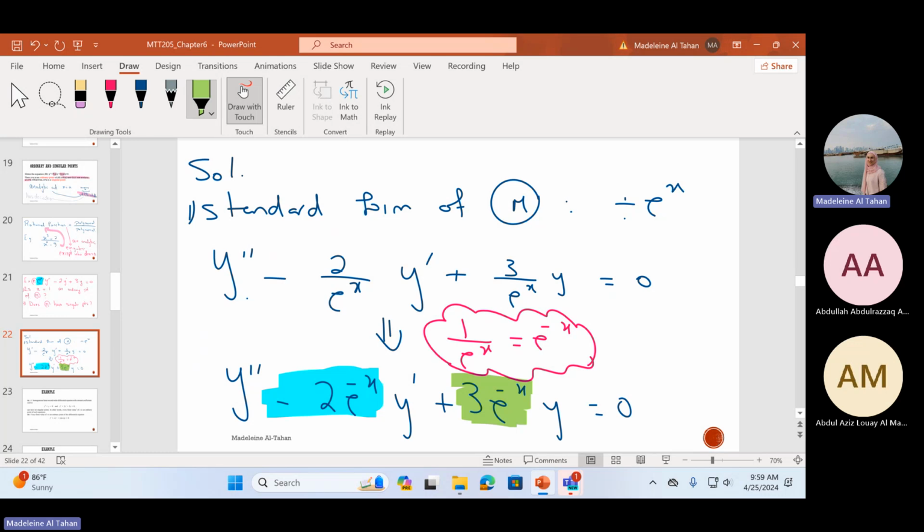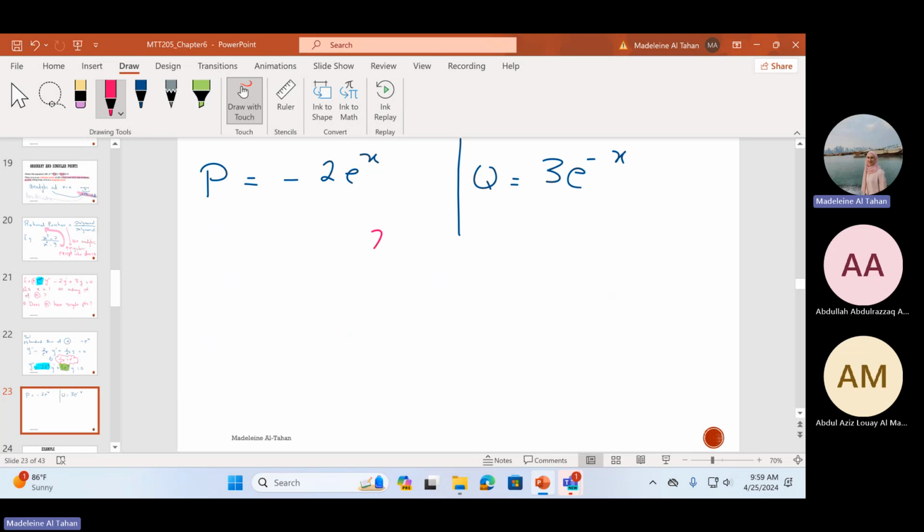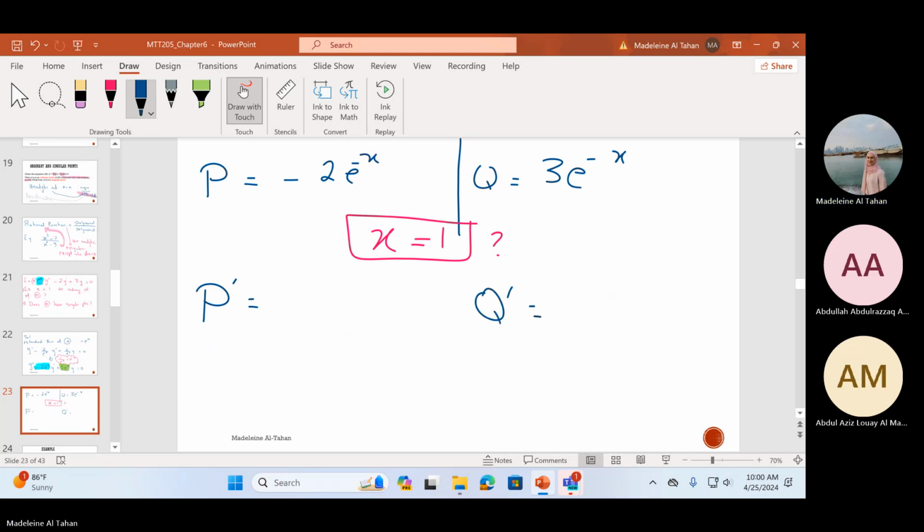Okay, any questions so far? What's our P? P is equal to negative 2e^(-x), and Q is equal to 3e^(-x). Where is our point? They are asking about x equal to 1. What do we need to find now? P prime and Q prime.